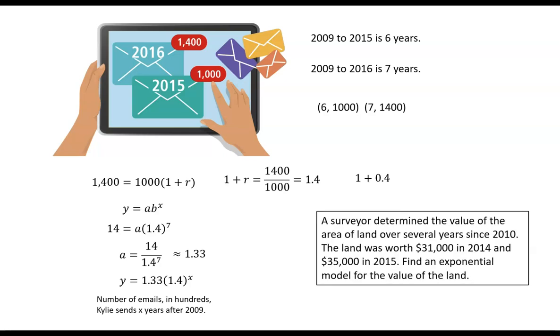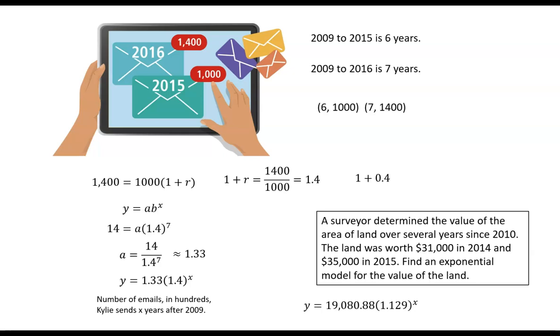So here's a problem for you to figure out. A surveyor determined the value of an area of land over several years since 2010. The land was worth $31,000 in 2014 and $35,000 in 2015. Find an exponential model for the value of the land. Pause the presentation, find the model, and then resume to see if you're correct.